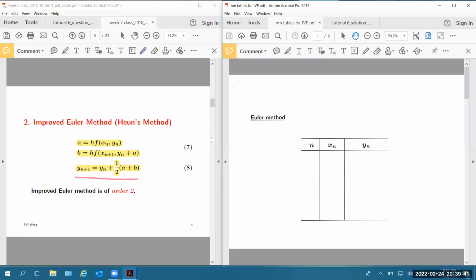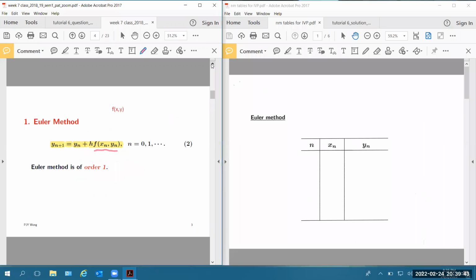I forgot to show you all this diagram just now when we were doing the Euler method. This is how we do it. Now this is how we tabulate. See, the Euler method is very easy. You just tabulate your xn here, and of course you've got your n column here, and then your yn. That's where you do your calculation. So you put all your yn here, just like that.